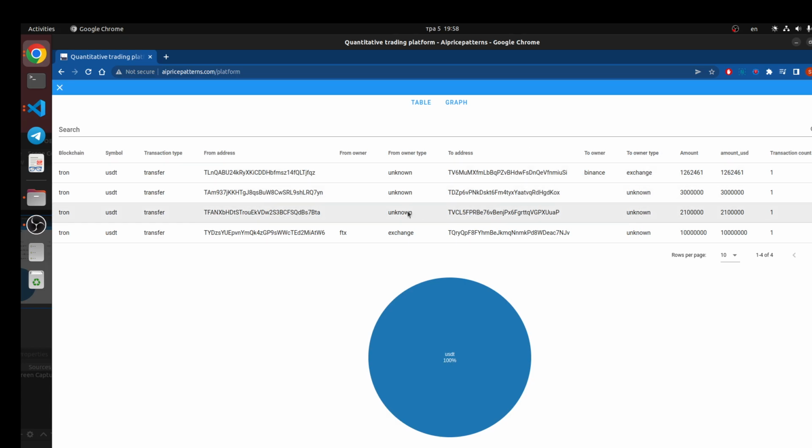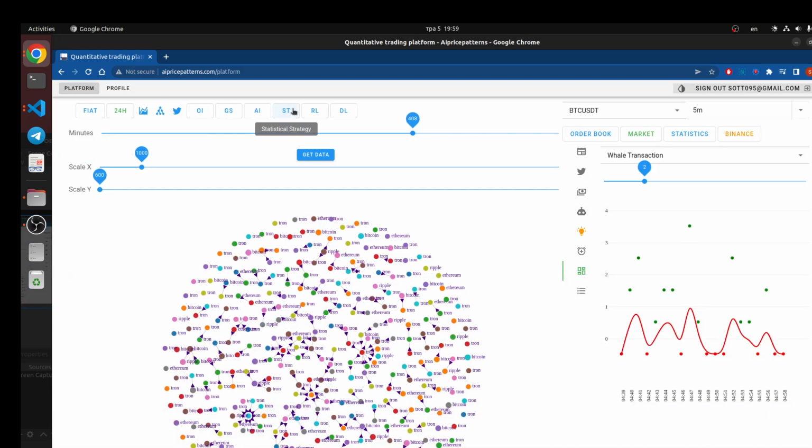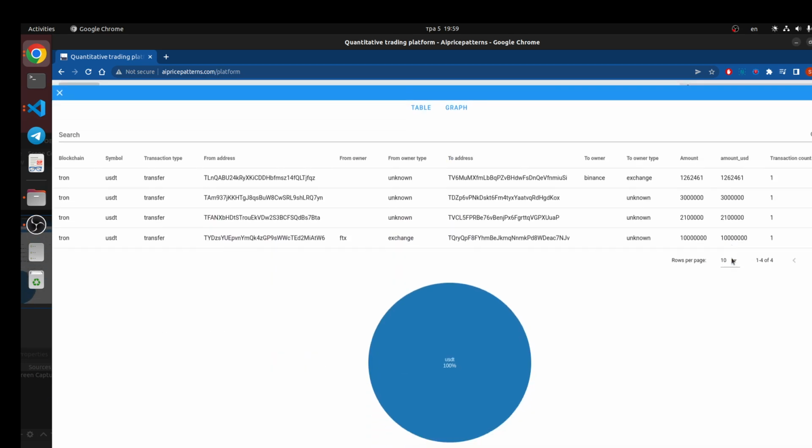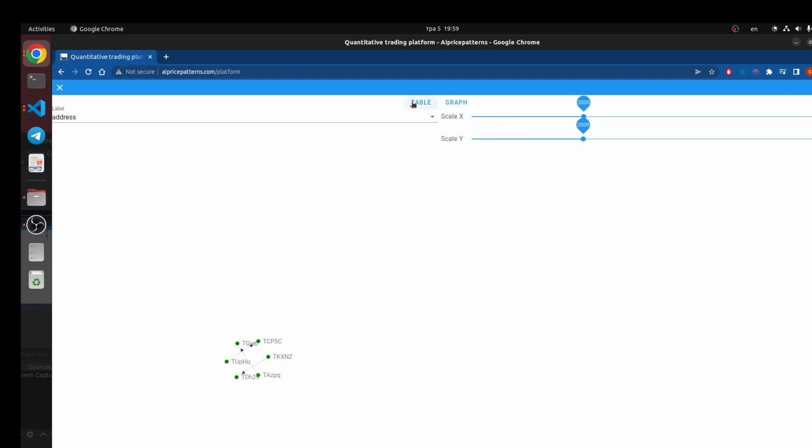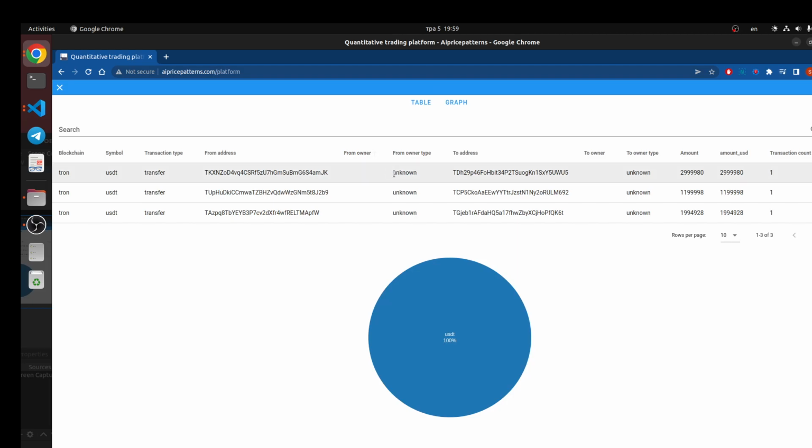Okay, it's a very interesting situation. So some large players try to transfer money to Binance, maybe to buy something. Okay, and let's look, for example, at another. This one. What is the graph? Okay, it's a very simple graph, and it's a bit in a private wallet.